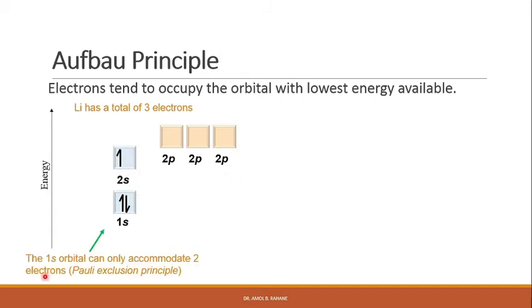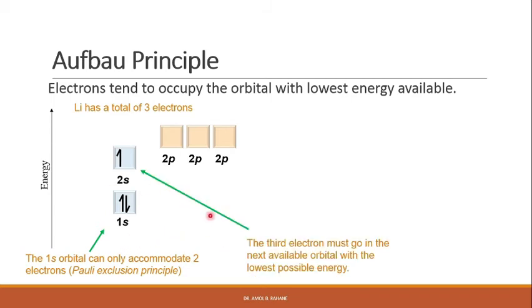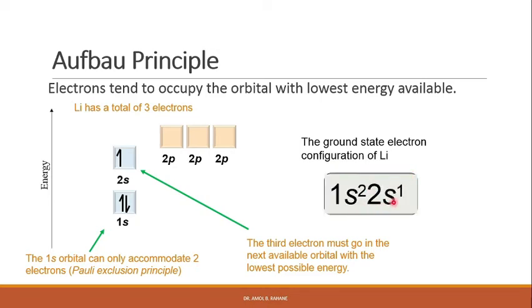So the 1s orbital can accommodate only 2 electrons, that is because of the Pauli exclusion principle, and the third electron must go into the next available orbital with the lowest energy possible, that is because of the Aufbau principle. Therefore we can write the ground state electronic configuration of lithium as 1s2 2s1. That means 2 electrons in the 1s orbital and 1 electron in the 2s orbital, right?